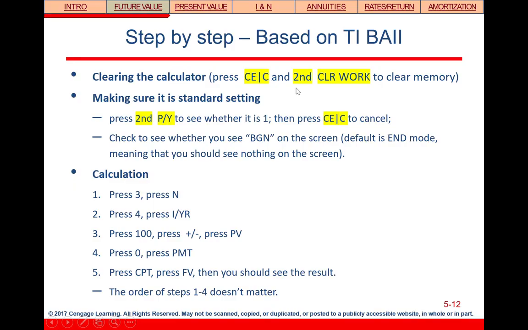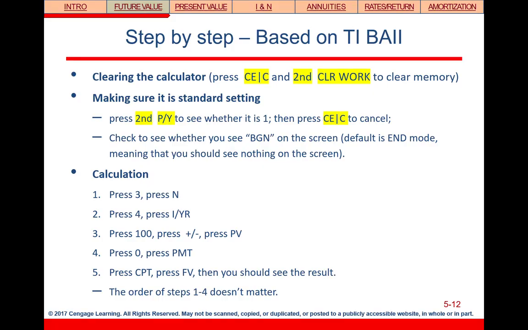And then also you press second. Second is the only orange button in your financial calculator. It's the first button on the second line. After you press second, you'll notice that for all the buttons in the financial calculator, you see white words on top of the button, and you also see orange words right above the button, right?